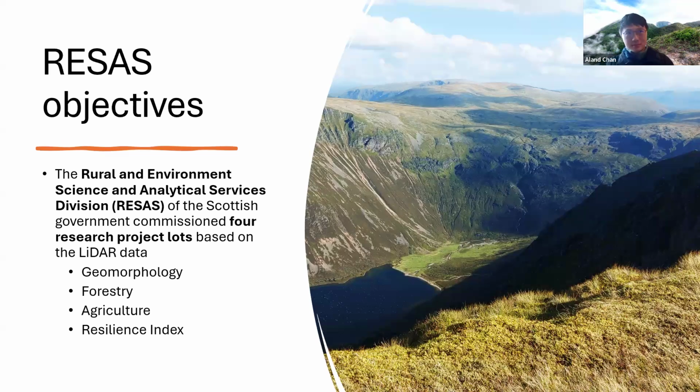The RESAS commissioned four research project lots that cover things like geomorphology, things like peat erosion, peat condition, that sort of stuff. Forestry, quantifying how much carbon stock there is in Scotland, what the carbon sequestration potential looks like in the future, and, for instance, mapping young trees. There's another project lot on agriculture, things like quantifying agricultural runoff or quantifying how the impacts of deer or sheep grazing might manifest over a landscape and vegetation.